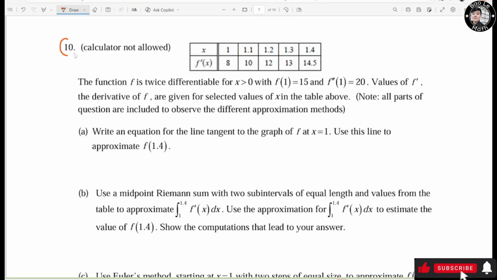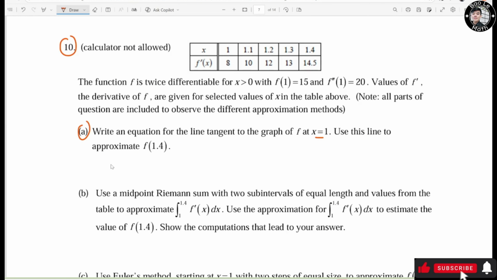Now let's move on to question 10. The function f is twice differentiable for x greater than 0, with f of 1 equals 15 and f prime of 1 equals 20. Values of f prime, the derivative of f, are given for selected values of x in the table above. Question A: write an equation for the line tangent to the graph of f at x equals 1. Use this line to approximate f of 1.4.